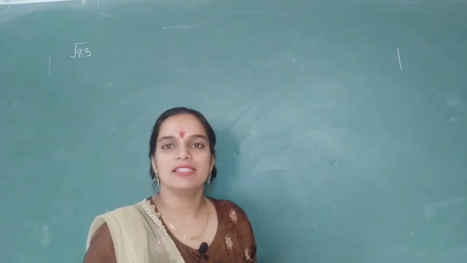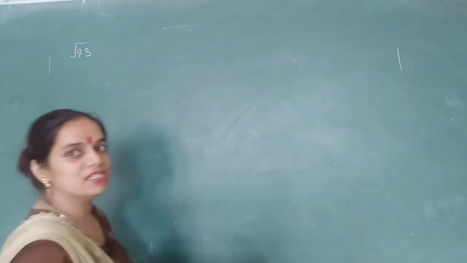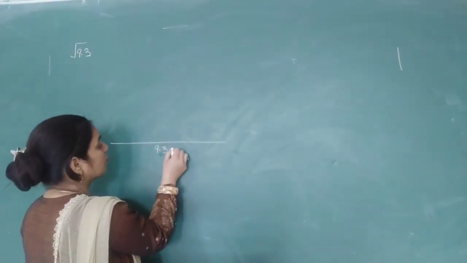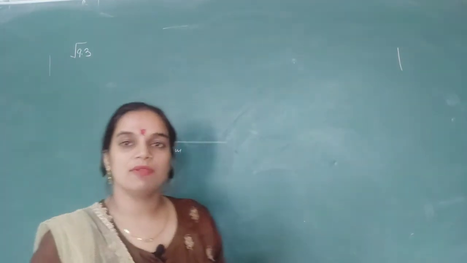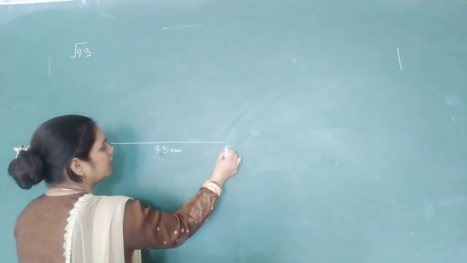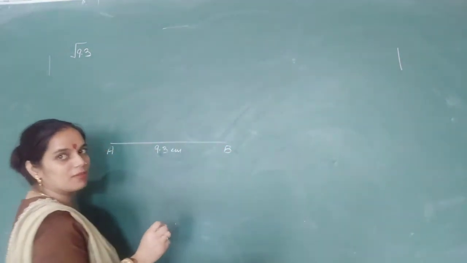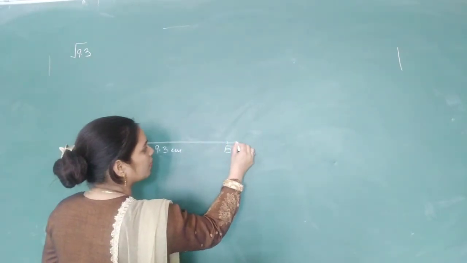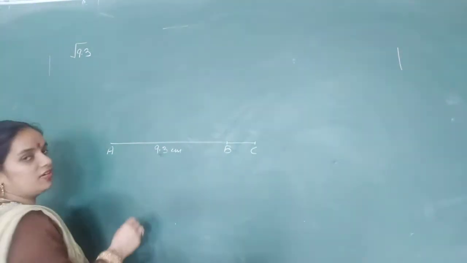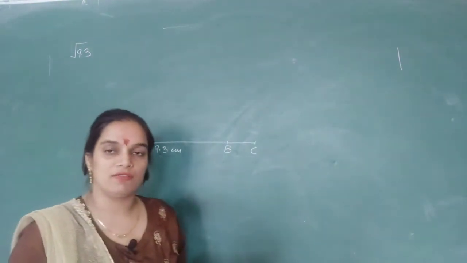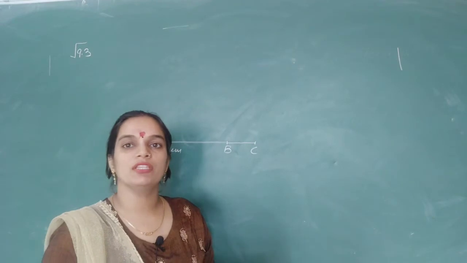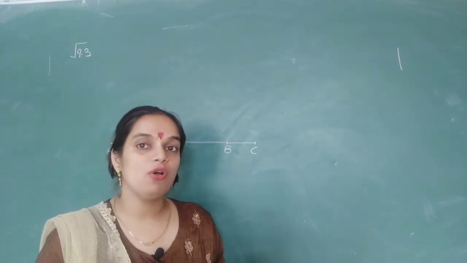Firstly, we will take a line segment of length 9.3 centimeter like this. We will take it as a segment AB. Then we will produce the line segment up to 1 centimeter. We will take it as a point C. Then we will draw the perpendicular bisector of AC.